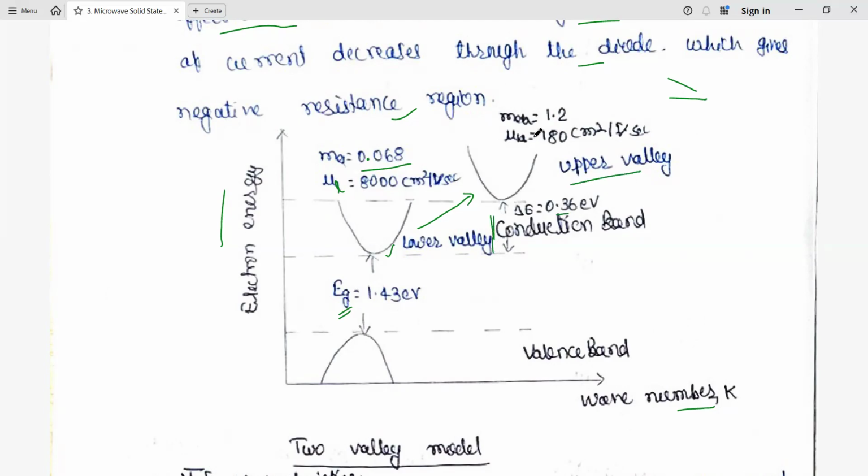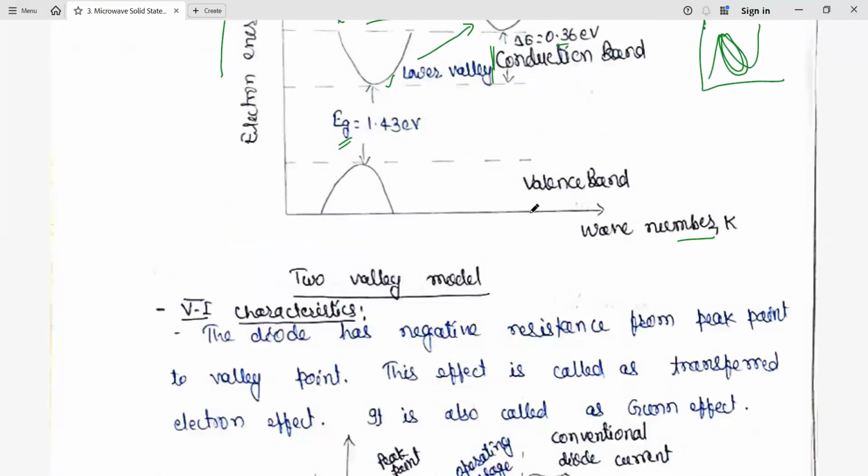In case of the upper valley, the effective mass is going to increase. What is here 0.068 becomes 1.2, so it is quite very large. And that's why mobility is going to decrease. It is only 180 compared to 8,000 in case of the lower valley. Later you'll see how we obtain the graph in this format, and this part is going to be the negative resistance.